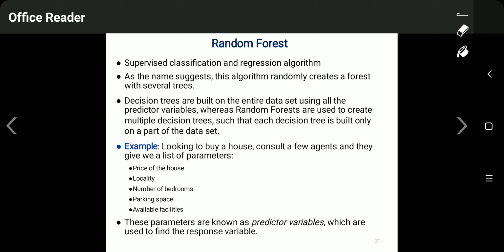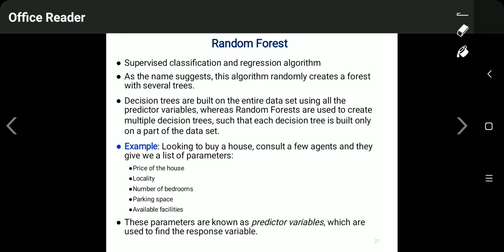Just see here, every problem which can be solved by a decision tree will have some predictor variables. Based on predictor variables, we are able to predict the outcome in the form of yes or no, in the form of 0 and 1, in the form of true and false. Random forests are used to create multiple decision trees, such that each decision tree is built on some part of the data set.